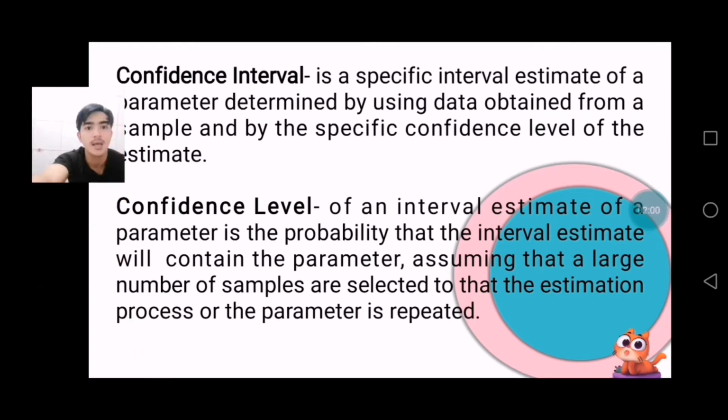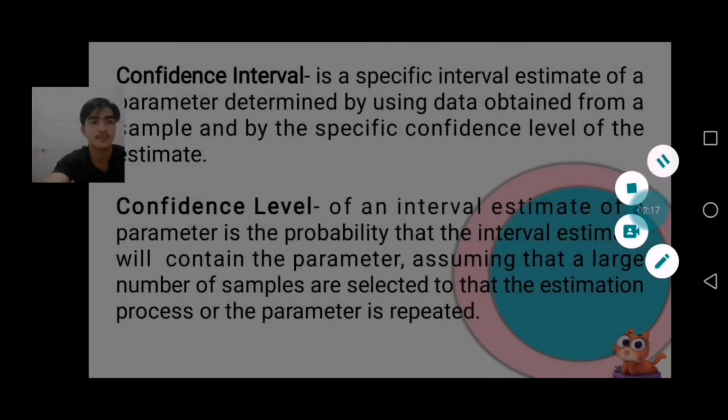Confidence level. The confidence level of an interval estimate of a parameter is the probability that the interval estimate will contain the parameter, assuming that a large number of samples are selected and that the estimation process on the same parameter is repeated.